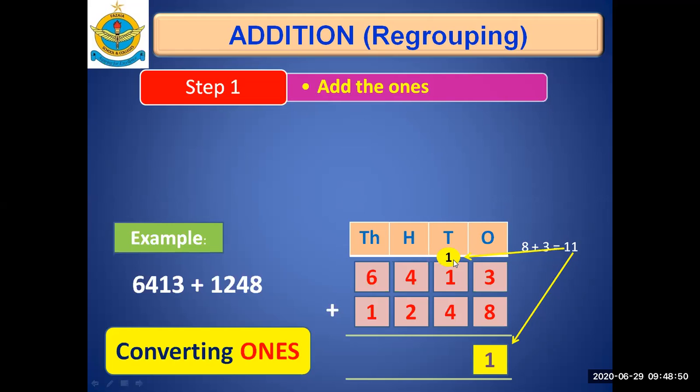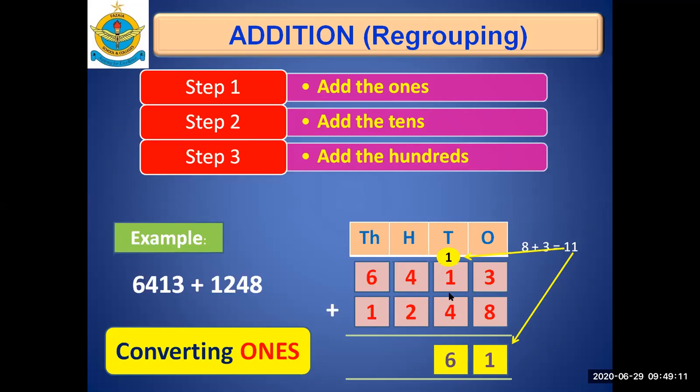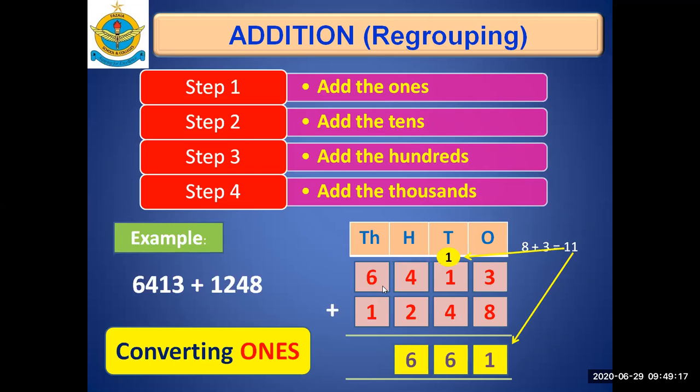Right? Now the next step is add the tens. Now we have 1 and 4 in the tens. We are going to add them, but wait, what about this carry? This carry will also be added in the tens, and it will be 4 plus 1, 5, plus 1, 6. So 6 in the tens column. Next step is the same. Add the hundreds. 4 plus 2 is 6 again. And the last step is add the thousands. 6 plus 1 is 7.